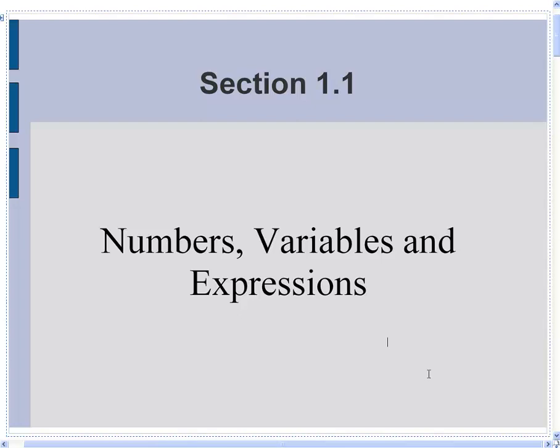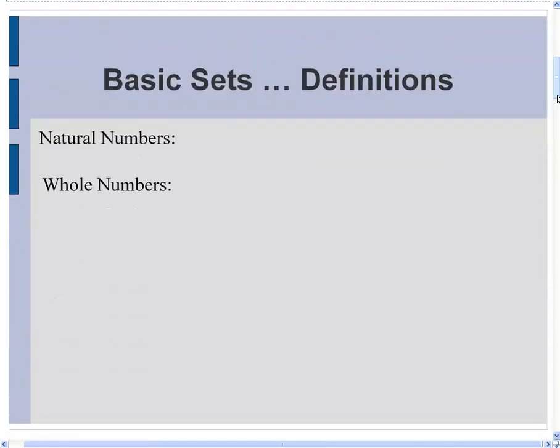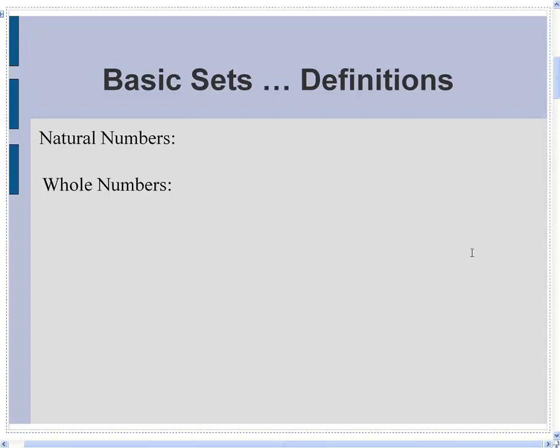Section 1.1 Numbers, Variables, and Expressions. Start with a couple of basic ideas. First, we'll define what the natural numbers are and what the whole numbers are.